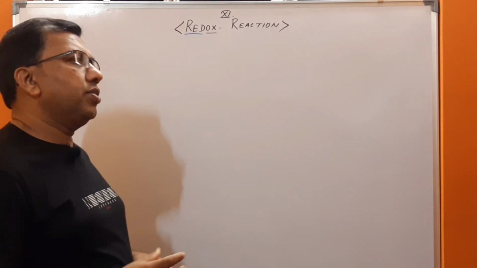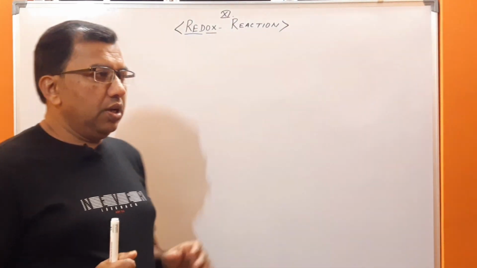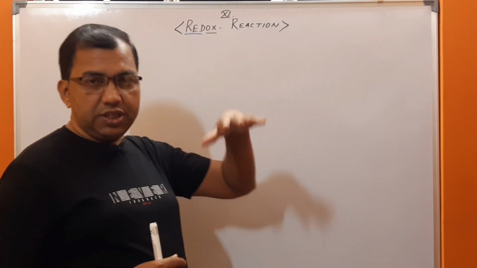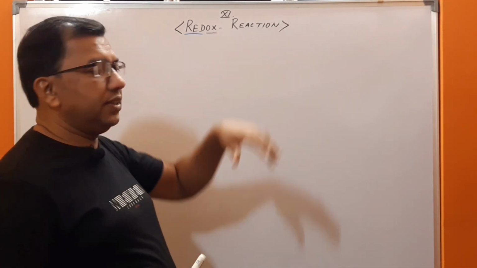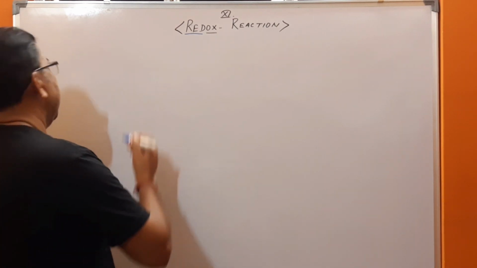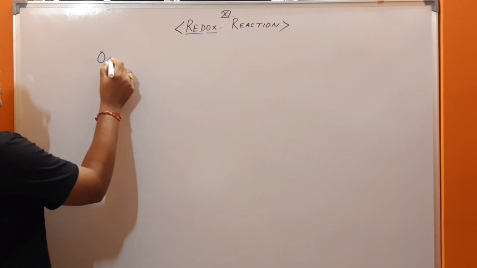The classical concept, I hope all of you know. So I will give a little explanation: what is reduction, what is oxidation, and why it is called redox reactions. So what is the traditional explanation of oxidation? Oxidation is what?